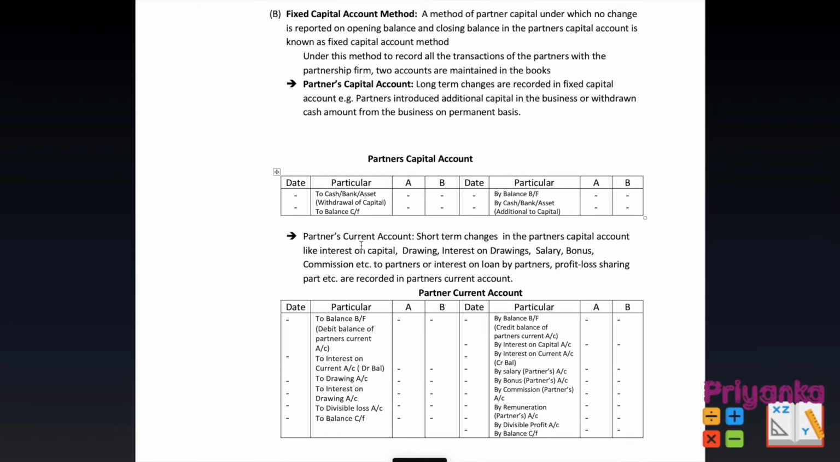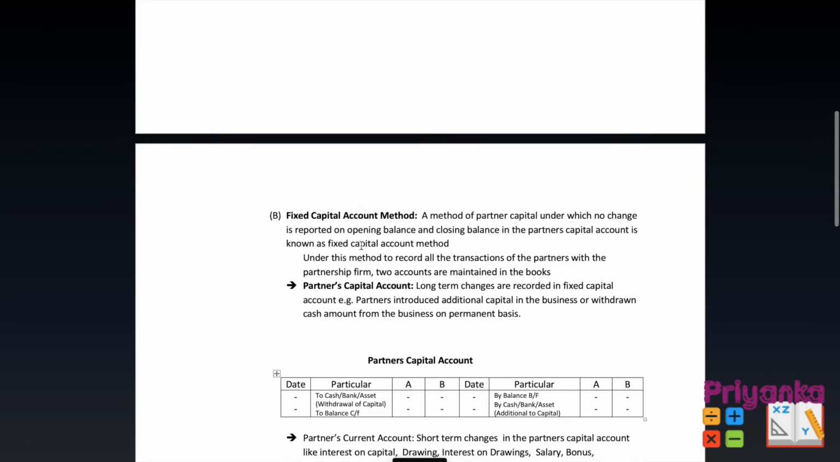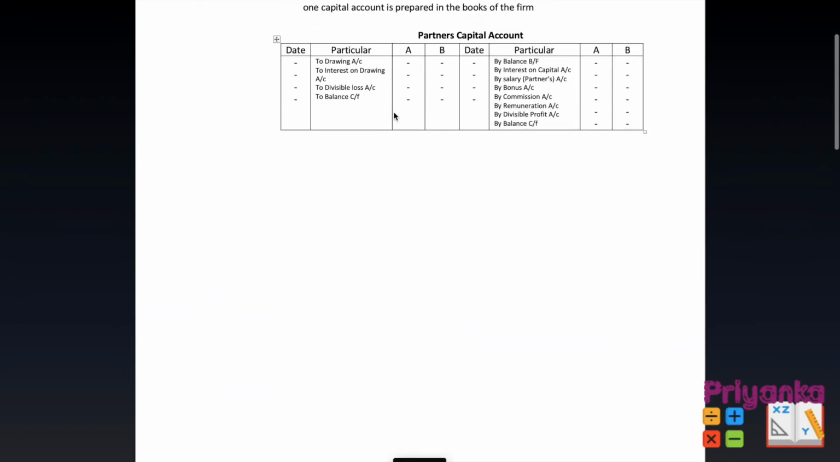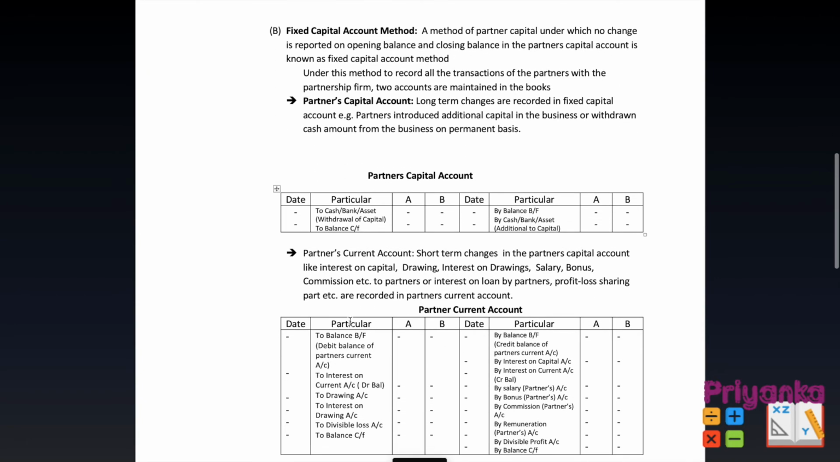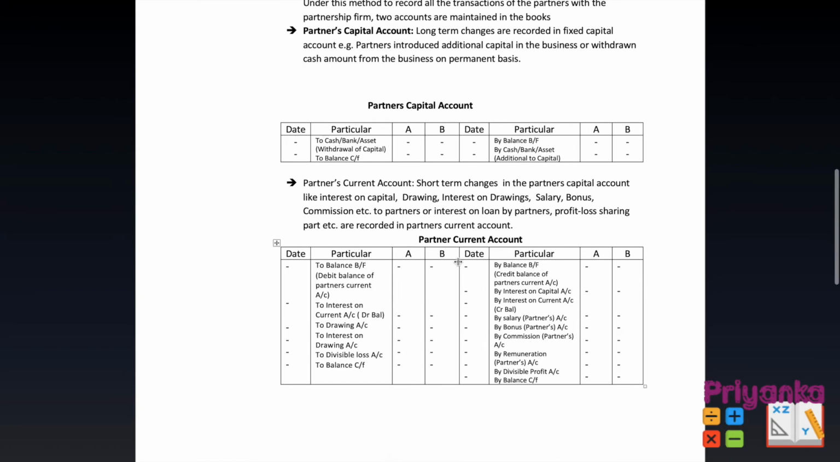And the remaining entries which we saw in the fluctuating capital account method, each and every entry which we saw before is going to move into the partner's current account. In the partner's current account, short-term changes like interest on capital, drawing, interest on drawing, salary, bonus, commission, etc. to partners, interest on loan of partners, profit and loss sharing of the partners, etc. are recorded. This is the partner's current account.